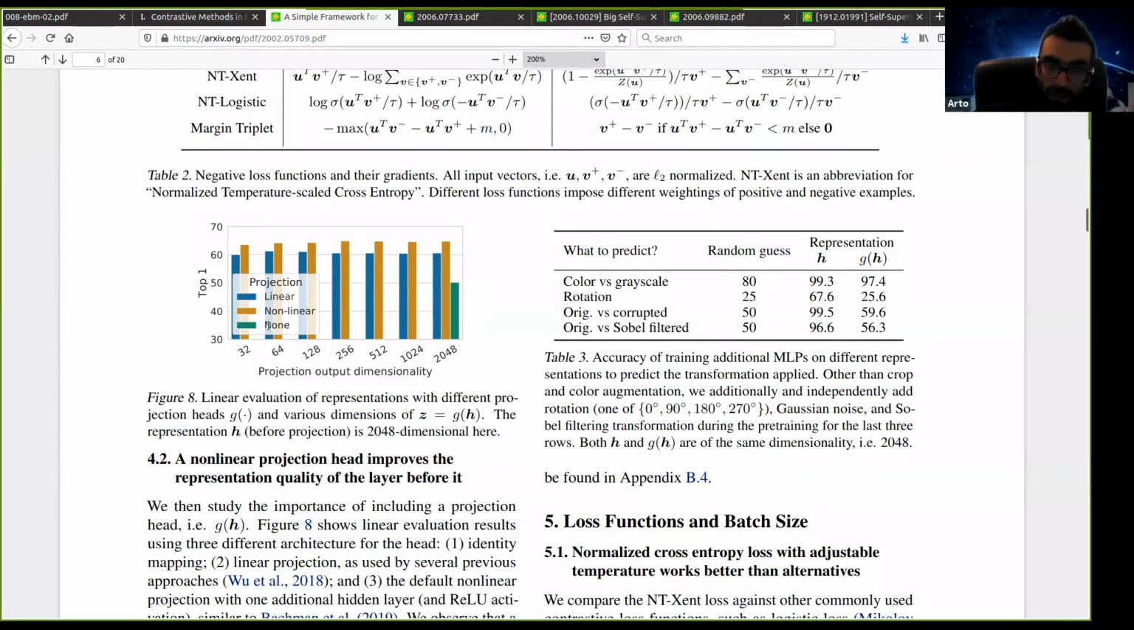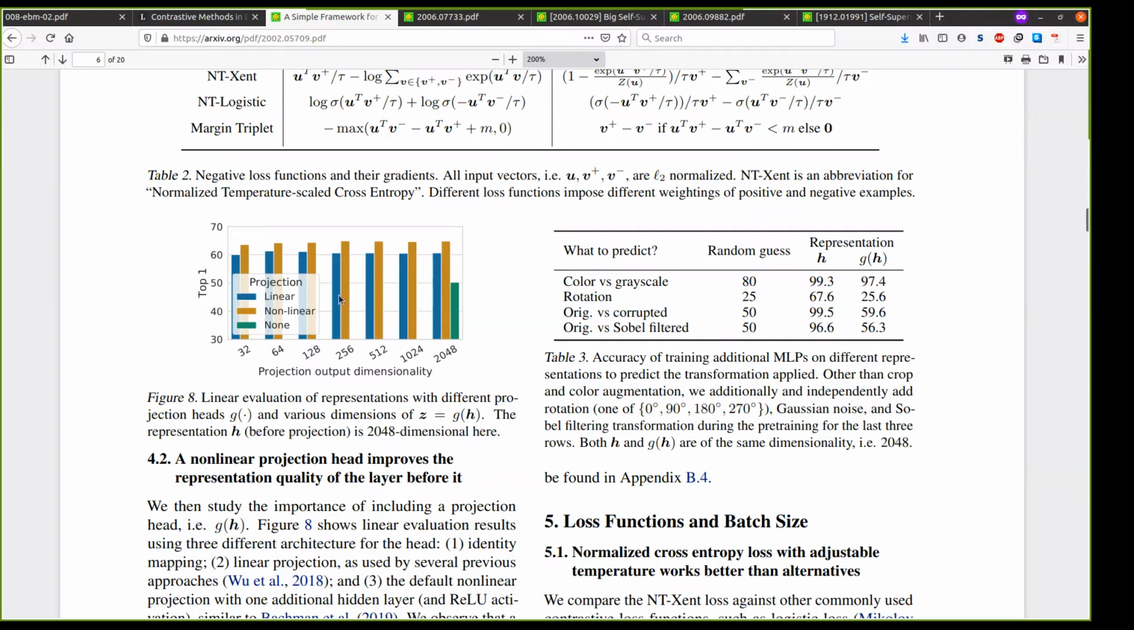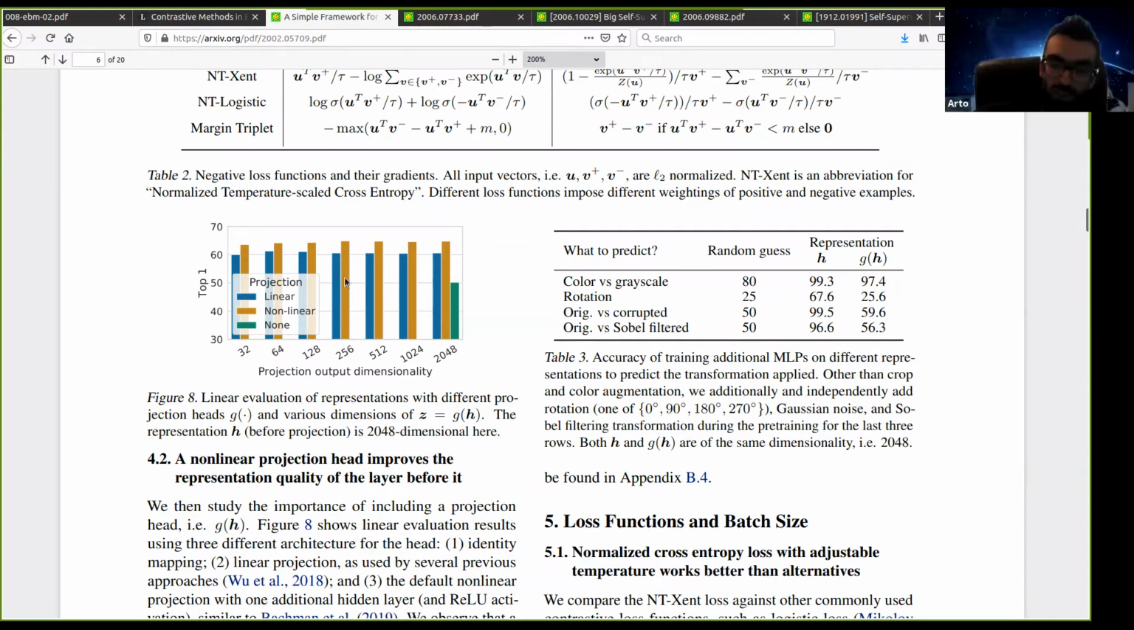So they have here only one data point. Here they show that the projection is useful for this kind of tasks. Okay. And they compare linear projection, nonlinear projection, and no projection. So that would be using H directly, which is the 2048 dimensional vector outputted by ResNet. Good. Yeah, sounds good.